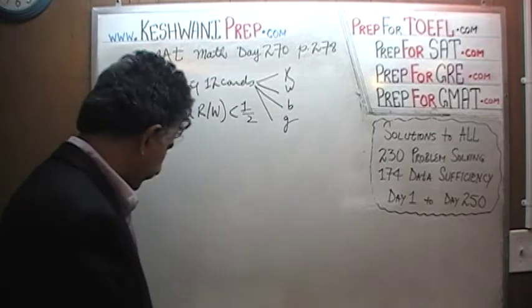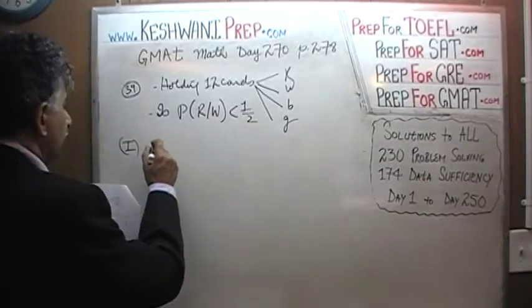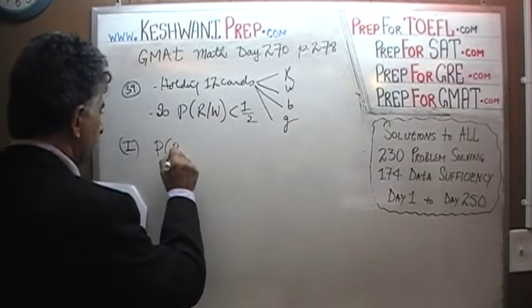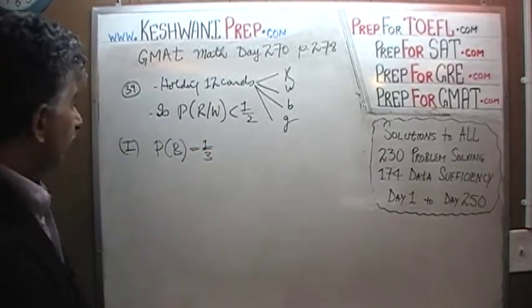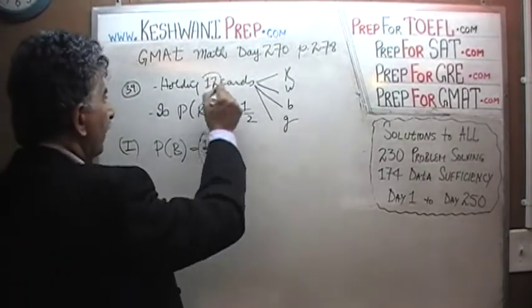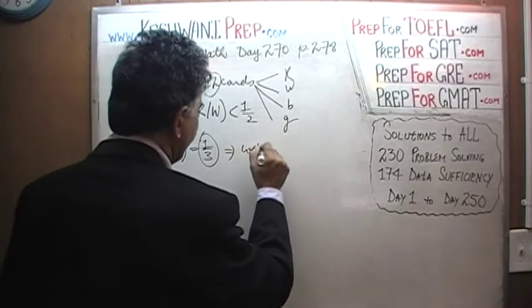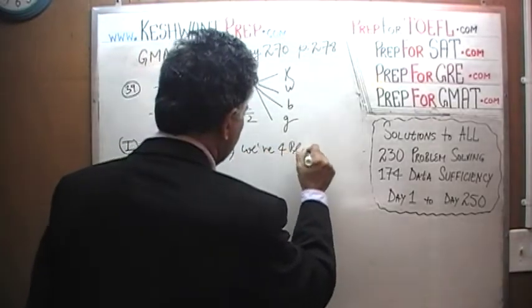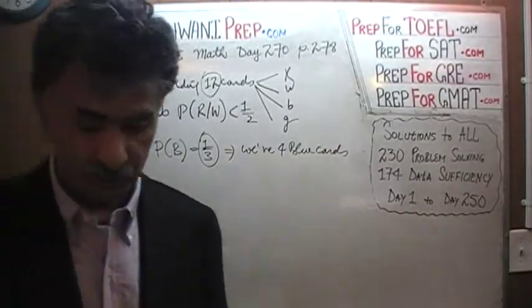Let's see what they're telling us, okay? In statement 1 they tell us that the probability of picking a blue card is equal to 1/3. Well, if the probability of picking a blue card is 1/3 and we have 12 cards, 1/3 of 12 is 4. This implies that we have 4 blue cards. And that's all it tells us. It tells us nothing more than that.